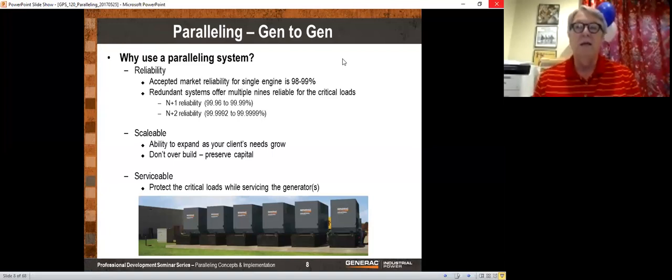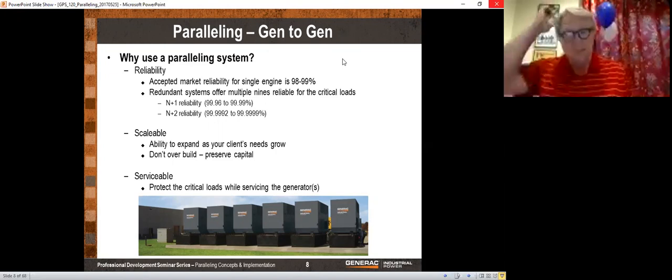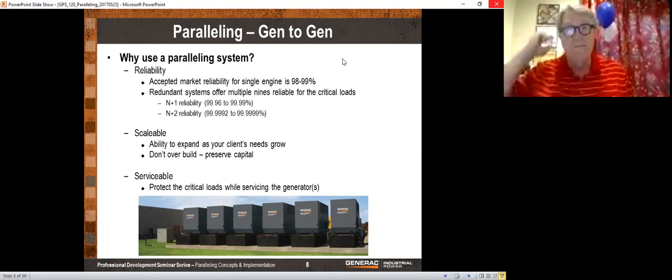But in the case of it being one time out of 50, if you have a hospital, certainly one time out of 50 is not going to be very acceptable. So we use what's called N+1 reliability, and N+1 would mean you buy enough generators to get the power that you need. That would be N, and then you add one more, so that if any one generator in that system fails, you will still have full power.